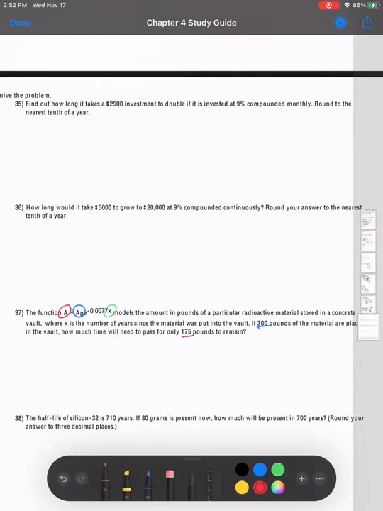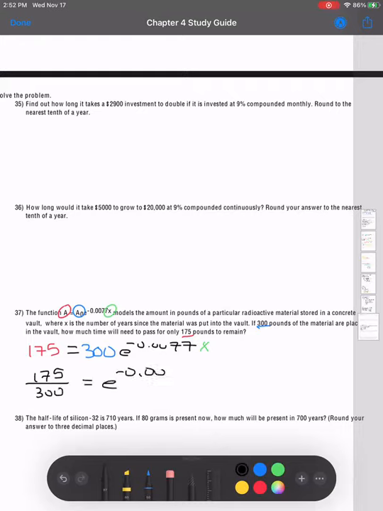So let's go ahead and plug it in. So A, which is 175, equals A0, which is 300, times e to the power of negative 0.0077, and then x is what we're solving for. So first thing we're going to do is divide by the 300 on both sides. So we are going to get 175 over 300 equals e to the power of negative 0.0077x.